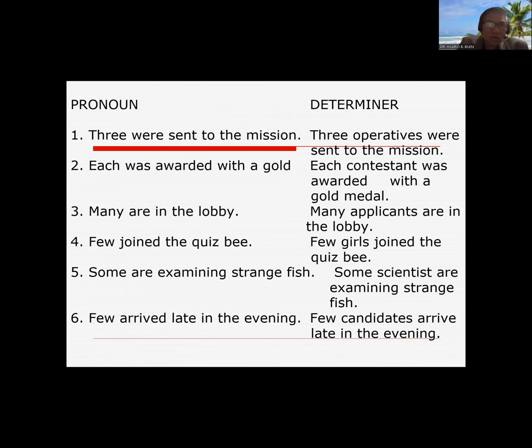Okay, so you check how we will check here the pronouns, and then we have the determiner. We have the example of the pronoun and we have the determiner. Three were sent to the mission. Determiner, three operatives were sent to the mission. So if you are good in constructing a sentence, you are just beautifying the sentence. Okay?